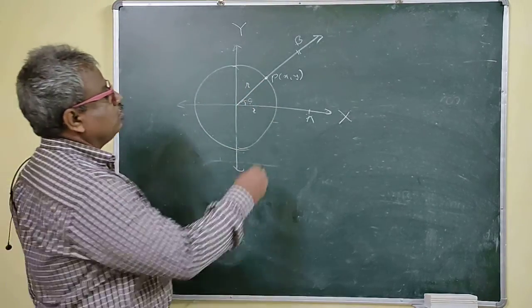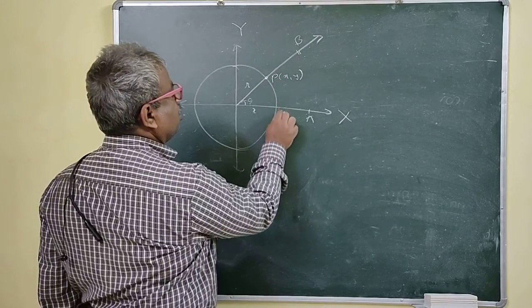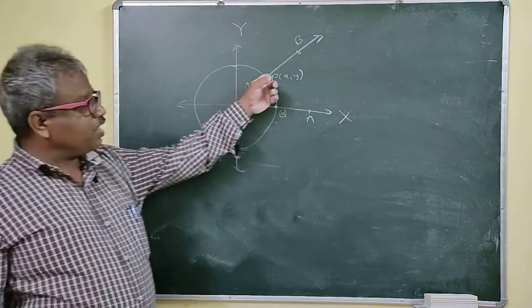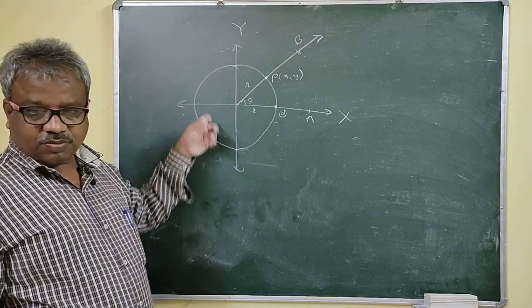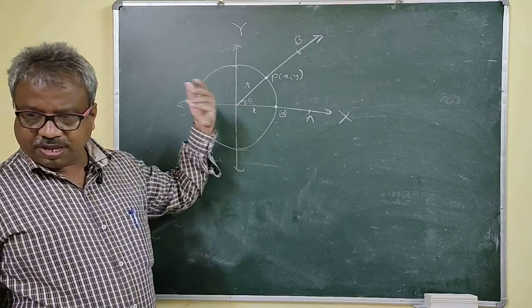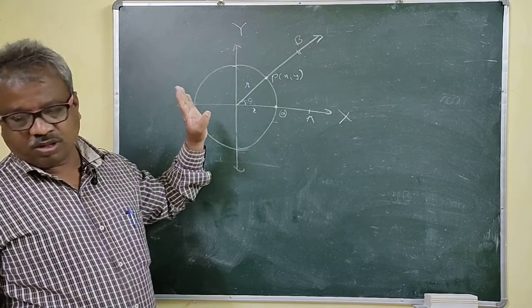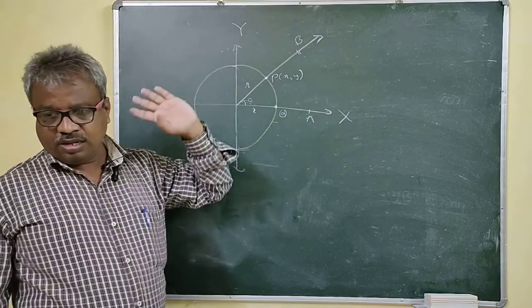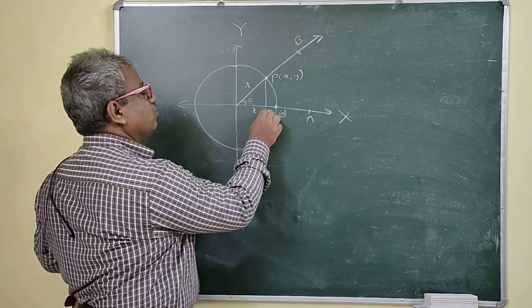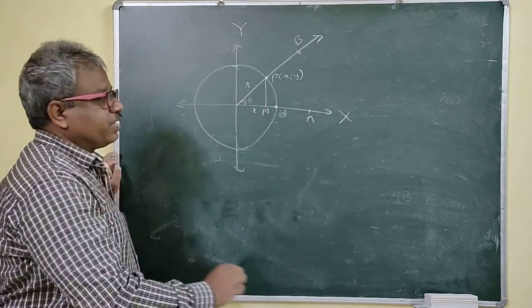So what will we do? Suppose this is P and this is Q. What is this point P? It is nothing but the point of intersection of the circle and the terminal arm of the angle theta, whatever theta may be, maybe in the first quadrant, maybe in the second quadrant. For our convenience, we take it in the first quadrant. Now we draw a perpendicular to the x-axis, suppose PM.